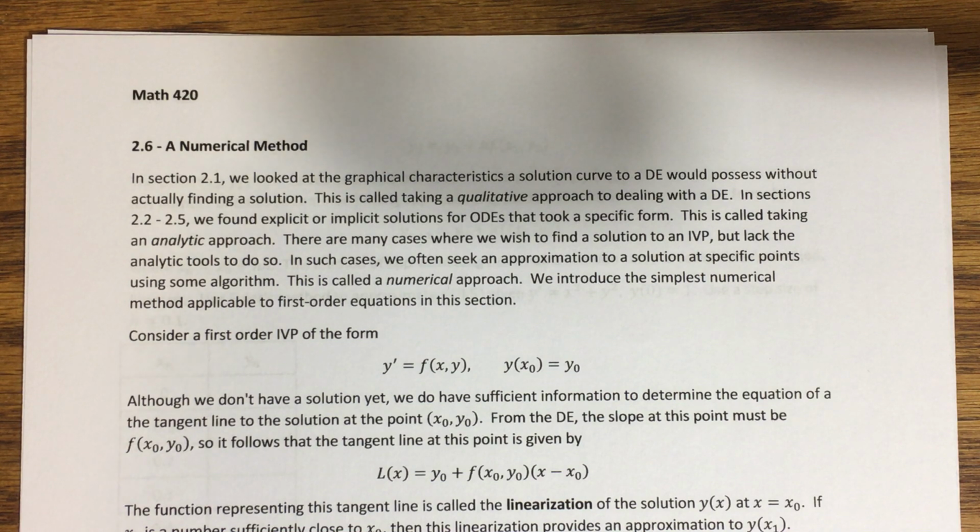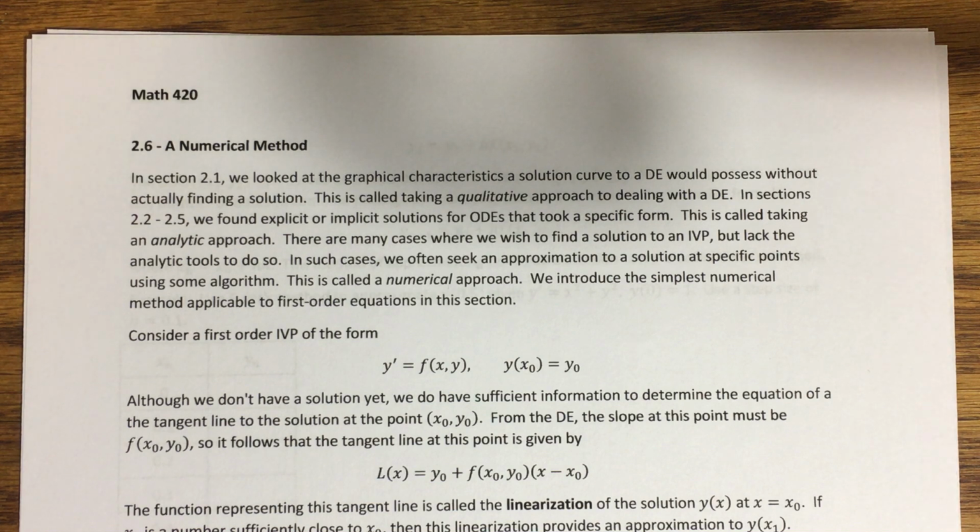So in Section 2.1 we looked at what we call a qualitative approach to analyzing a DE. And what that basically means is that you're given a differential equation and you don't necessarily look straight for a solution. You're not trying to find a solution directly quite yet. Instead, you're trying to determine what kind of information can be extracted from a DE without having a solution ready to go. And we investigated slope fields.